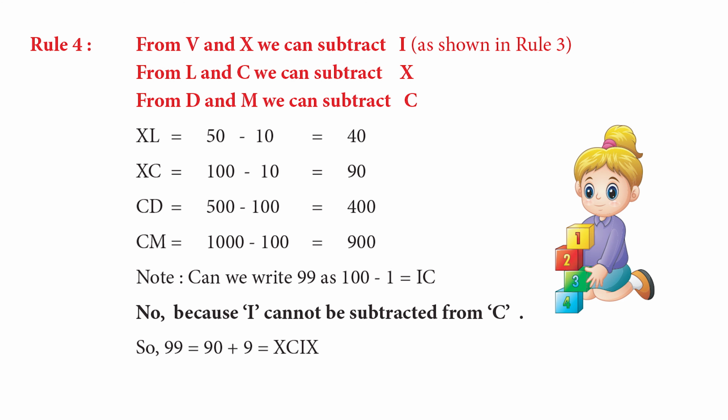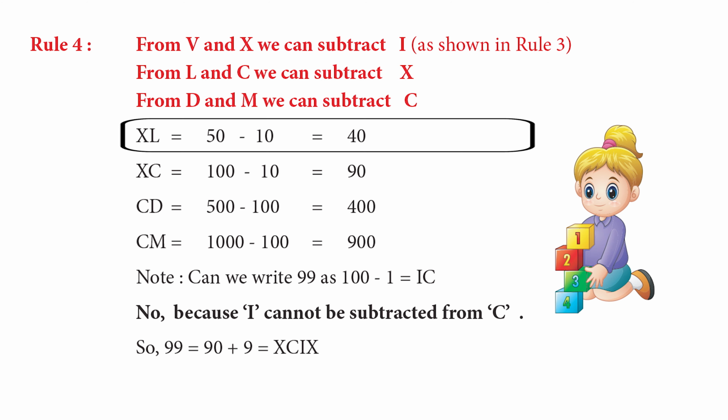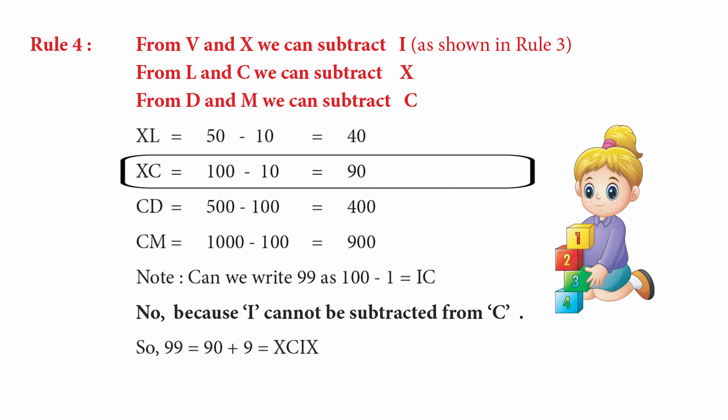Rule number 4. From 5 and 10, we can subtract 1. From 50 and 100, we can subtract 10. From 500 and 1000, we can subtract 100. So we can look at those examples. 10 and 50. So we subtract the smaller number from the bigger number. Hence we get 50 minus 10, which is 40. The second example in your textbook, 10 and 100. So we subtract the 10 from the 100, we get 90.